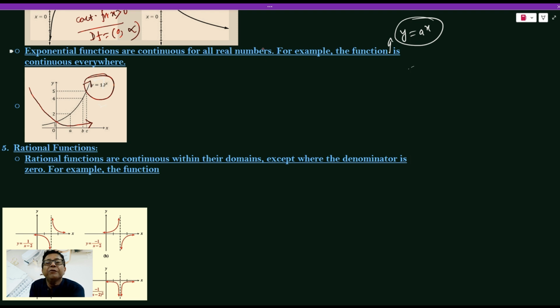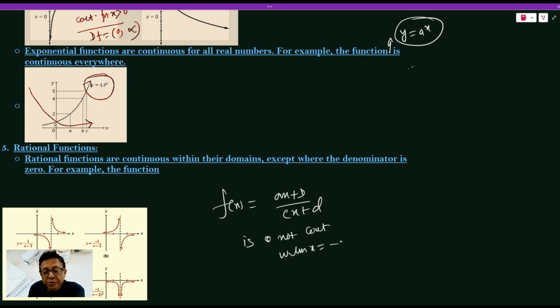So the function is not continuous at x equal to 2. In general, for any rational function of this form, say f(x) equal to (ax plus b) by (cx plus d), it is not continuous when x equal to minus d by c.